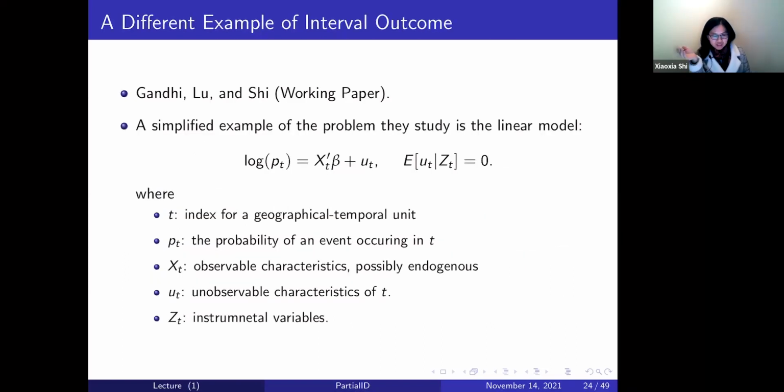And a different example, kind of a more structural example for interval outcome, is in this paper of mine with my colleague Amit Gandhi and my student Zhantong Lu. In this example, we study the demand of products that people only buy at most one in a time period, for example, like vehicles, right? So it's the discrete choice demand model.